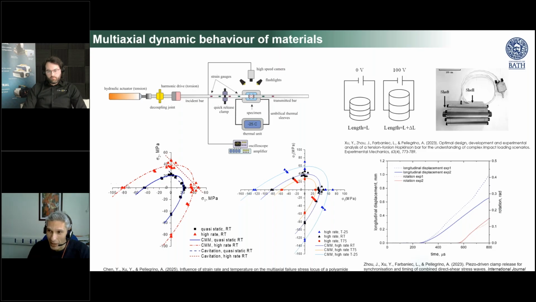So we could investigate, as you can see in this figure on the bottom left, how the strain rate is affecting the locus of stress that defines the failure of the material. In blue, you can see the quasi-static behavior, and in red, the dynamic behavior. And we have done the same thing also in terms of temperature. You can see how the dynamic response is affected by temperature. In light blue, the failure stress locus at minus 25 degrees, and then at room temperature and 75 degrees. These are polymers, so highly sensitive also to temperature.